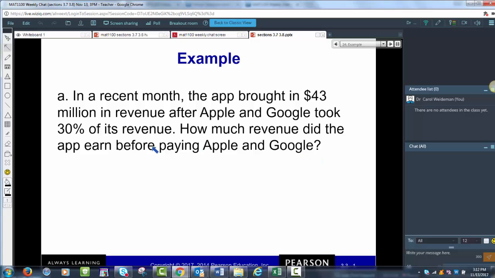So basically what we want to say is 30% was taken away, so we want to know what 70% of $43 million is. And that actually comes out to be, I'm sorry, they brought in, I apologize, this 43 million was after the 30% was taken away. So this 43 would represent 70% of the original. So the equation we could write would be 43 equals 0.7 times x, and then if you solve for x, you'll come out with 61.4 million.